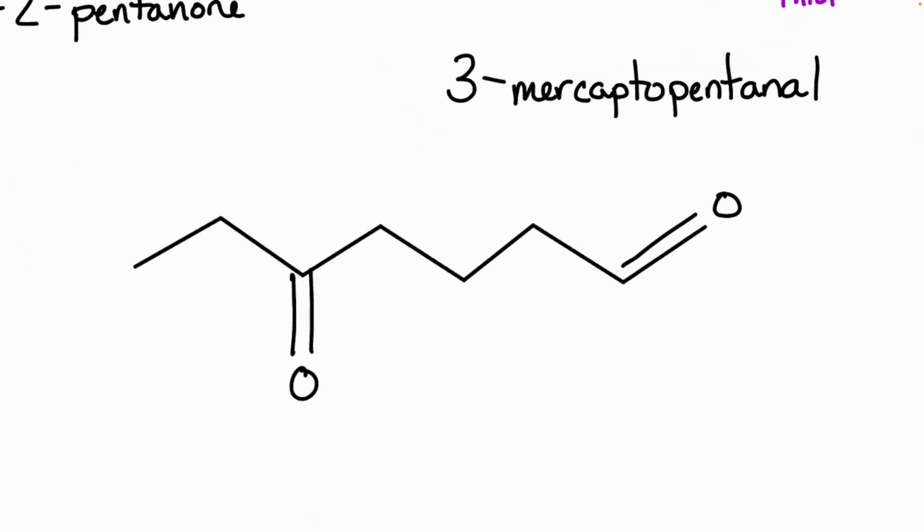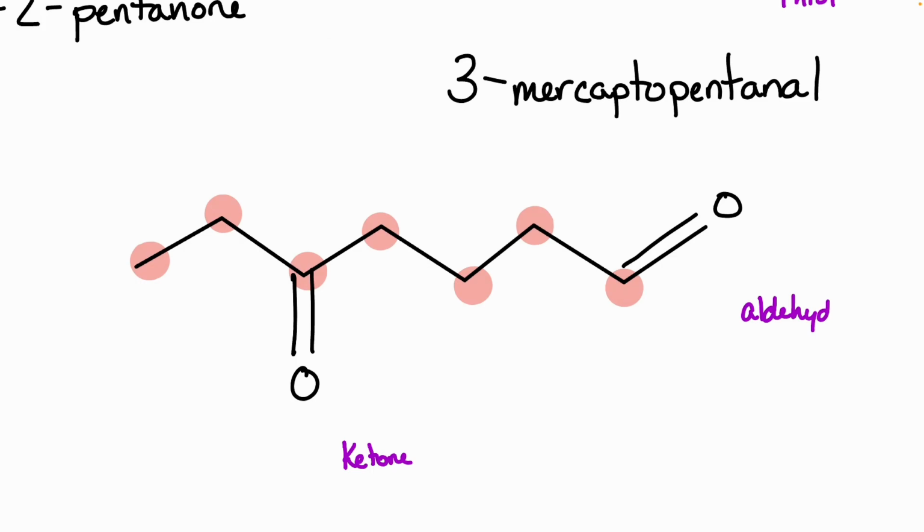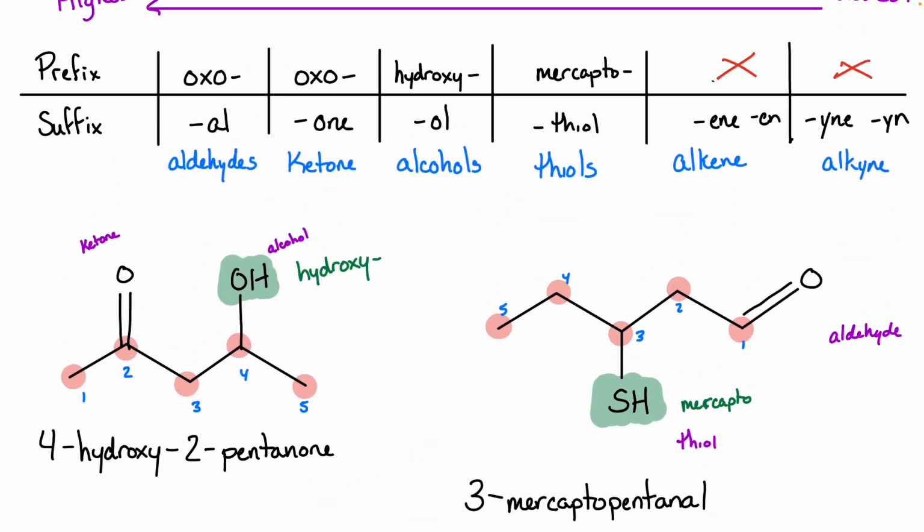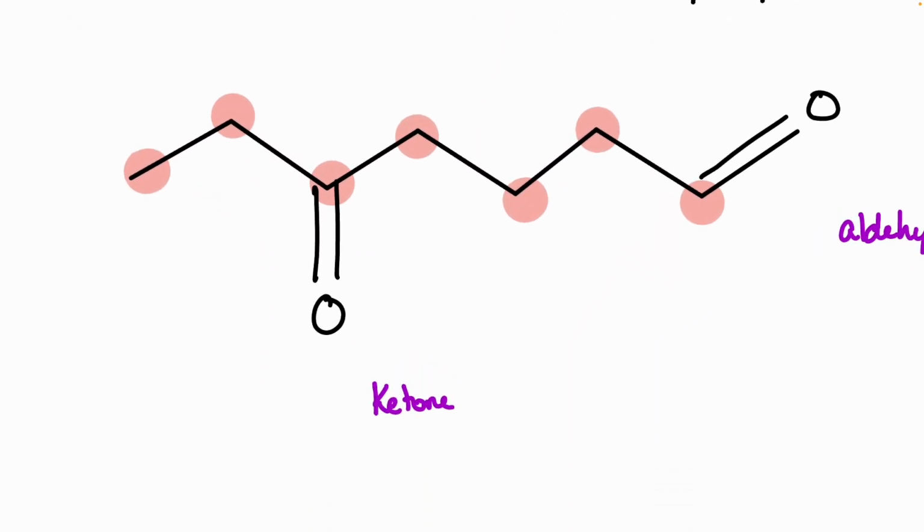All right, and then this molecule here, my parent chain, 1, 2, 3, 4, 5, 6, 7 carbons. This one also has two functional groups, a ketone and an aldehyde. The ketone is the lower of the two priority groups, right? Aldehydes beat ketones according to our list. So this is now a substituent on that parent chain, what's referred to as an oxo group.